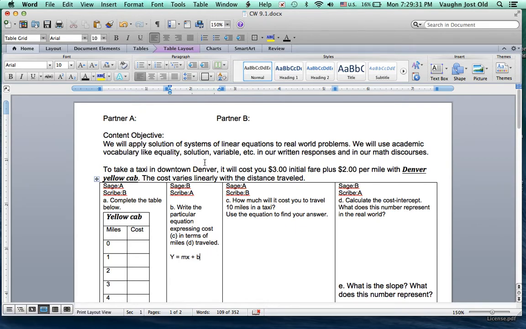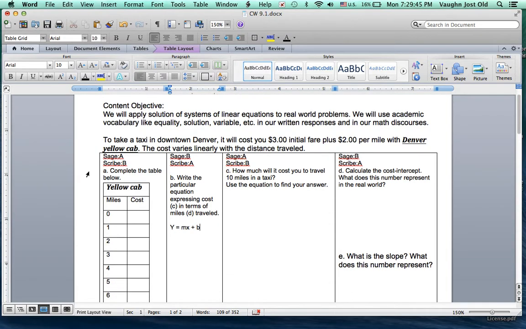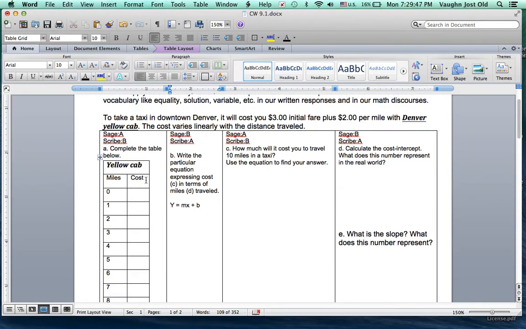Okay, so that means we're dealing with a linear relationship, and we have a couple of amounts here that are important for us. The $3 initial fare plus the $2 per mile that the Denver Yellow Cab Company charges. So the first thing we want to do is complete our table. When we have an initial fee or initial fare, that means the cab company is charging us before we drive any miles at all. So our initial fee is going to go into our cost column even before any miles have been traveled.